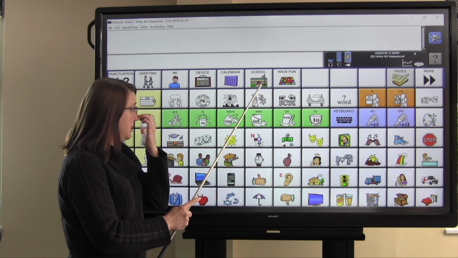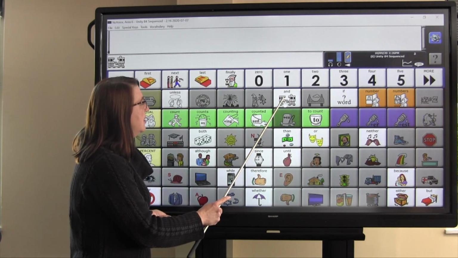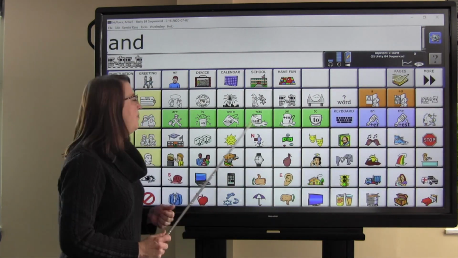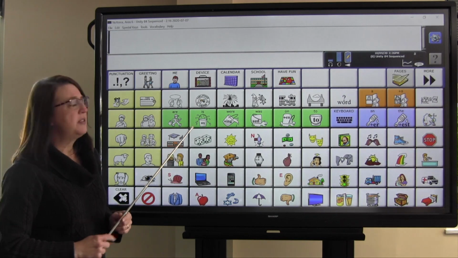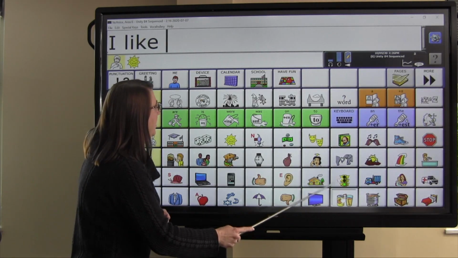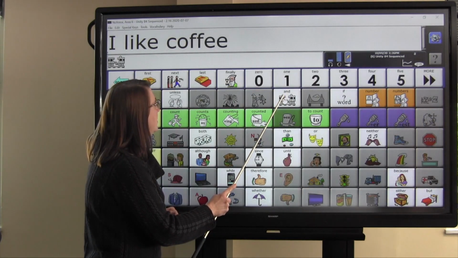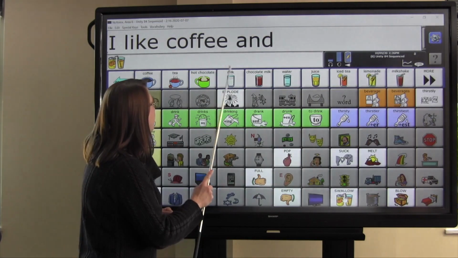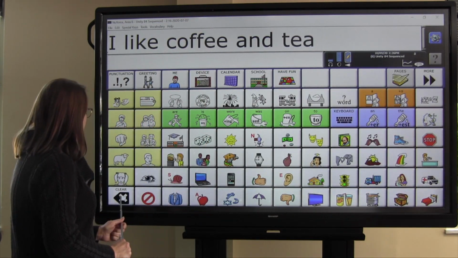And the most frequent conjunction that we have is the word and. And so if I select it twice, I get and. Let's say I like coffee and tea. I like coffee and tea.